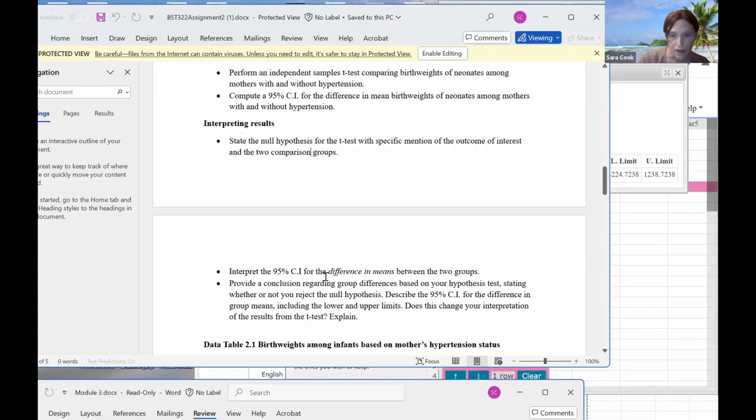Okay. And then provide a conclusion regarding group differences based on your hypothesis test, stating whether or not you reject the null hypothesis. Describe the 95% confidence interval for the difference in group means, including the lower and upper limits. Does this change your interpretation of the results of the t-test? I kind of went over that already, which is basically you're coming to the same conclusions between using a t-test and using confidence intervals around a difference in two means. It's two ways of looking at the same problem.